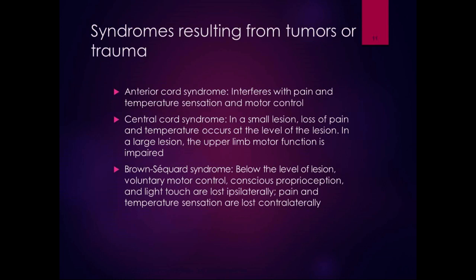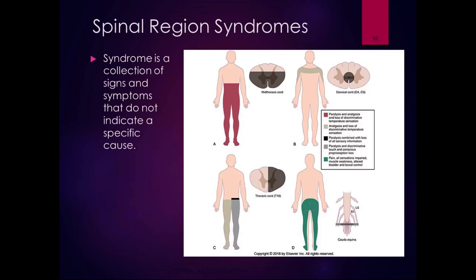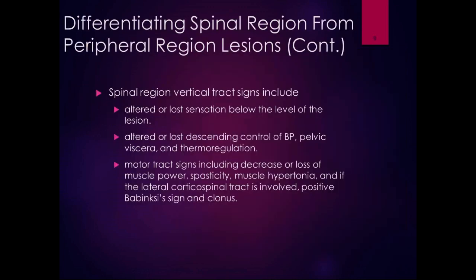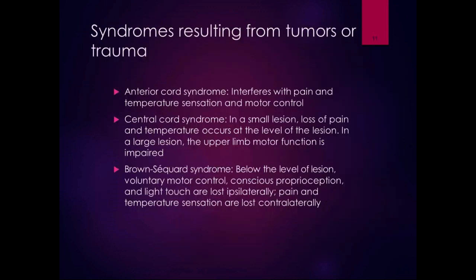So anterior cord syndrome interferes with pain and temperature sensation and motor control. And that makes sense, right? So when you look at this picture, in the top left-hand quadrant, it's that anterior part. The thing that's affected in the anterior part of the spinal cord is the motor tracts and the pain and temperature sensation.